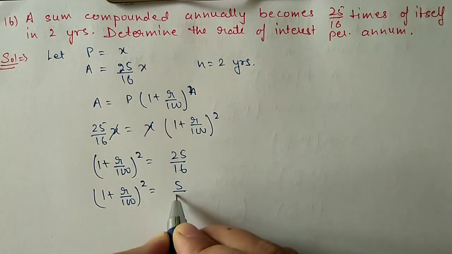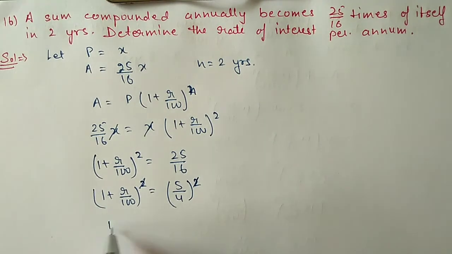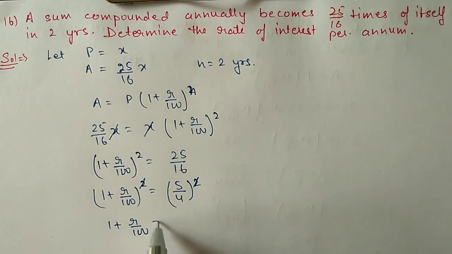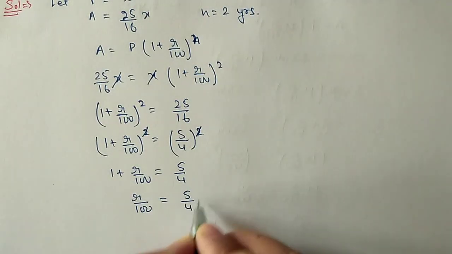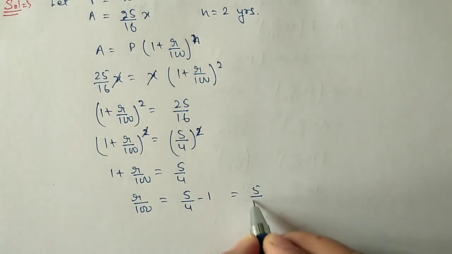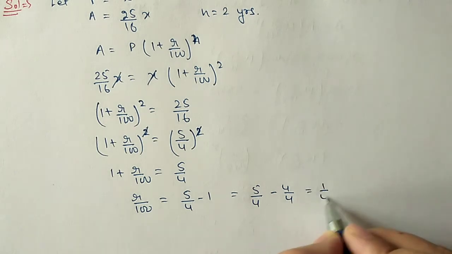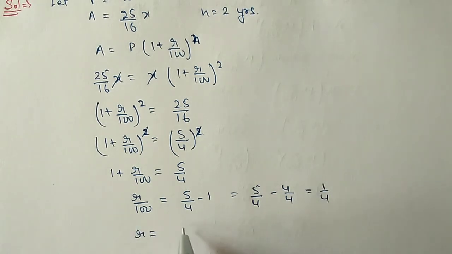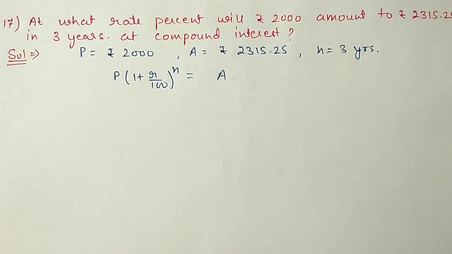So this we can write as 5 by 4 whole square. Both sides square we can cancel out. 1 plus r by 100 is equal to 5 by 4. R by 100 is equal to 5 by 4 minus 1. So this minus 1 we can write as 4 by 4, because here the denominator is 4, and we will get 1 by 4. So r is equal to 1 by 4 into 100. Cancel out, 25 times it will go. So the rate of interest here is 25%.